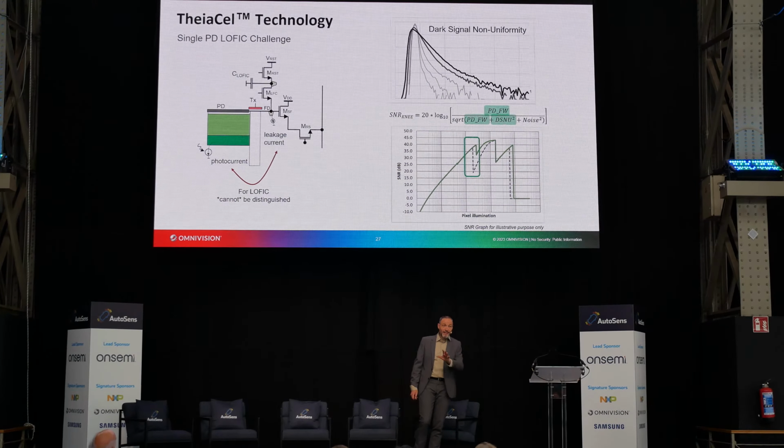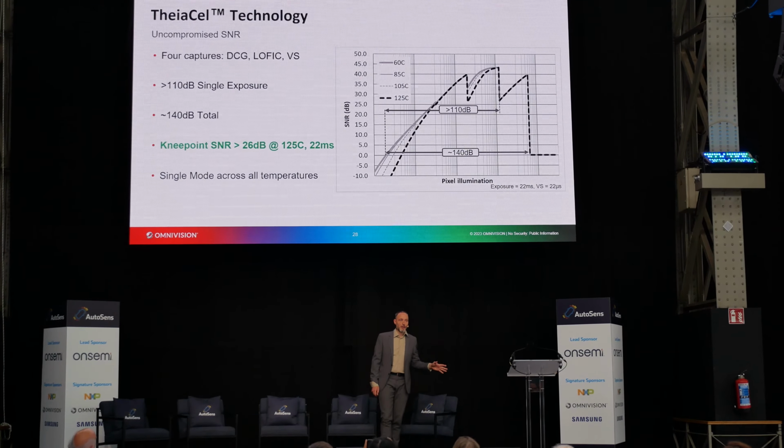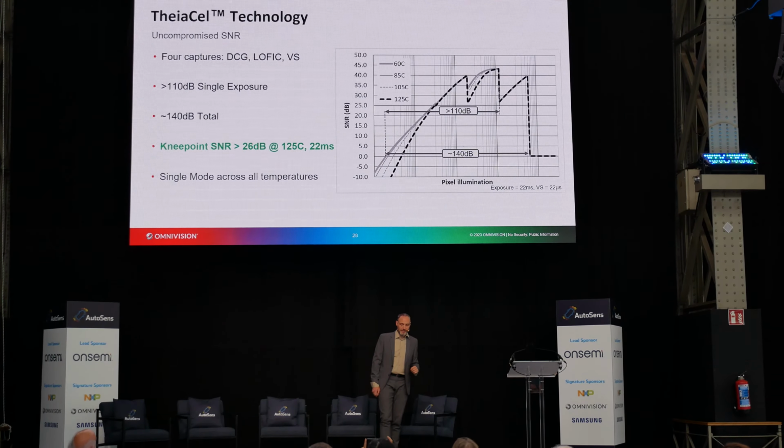And those who glance at the graph really quickly have noticed we get a knee point SNR of 26 dB at 22 milliseconds. You've seen graphs like these from our competitors. They will either report this at 11 milliseconds or at 105 or 115 C. So this is 2 times better. We'll come back to that in a second. We do all this in a single mode for all the temperatures. So there is no "you have to prioritize dynamic range, or if you want good SNR, please do this, but compromise that."